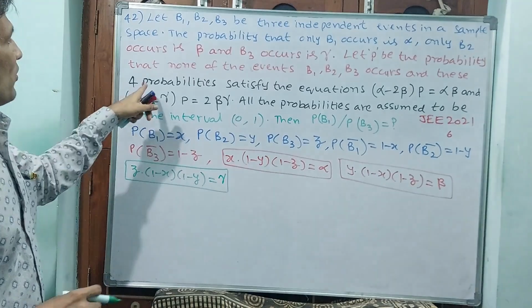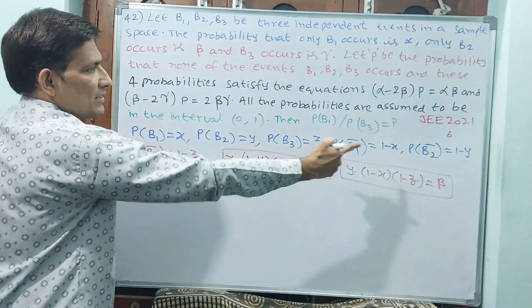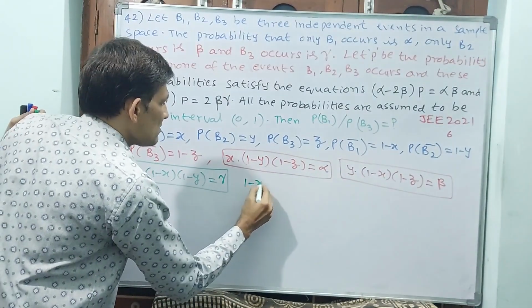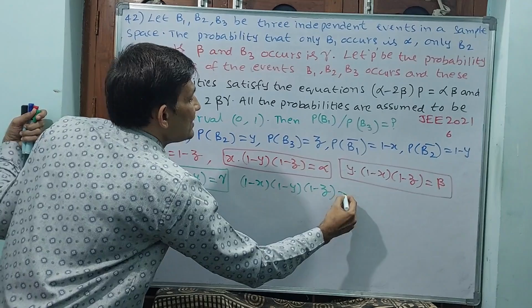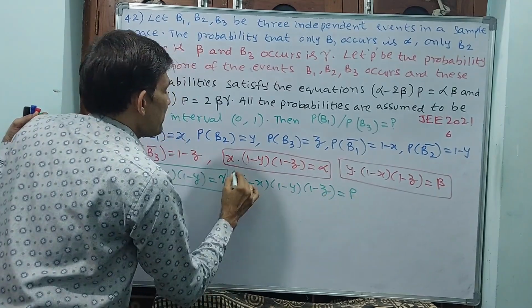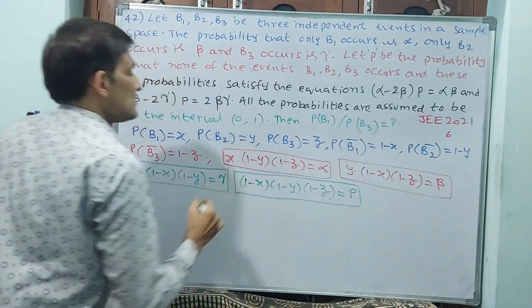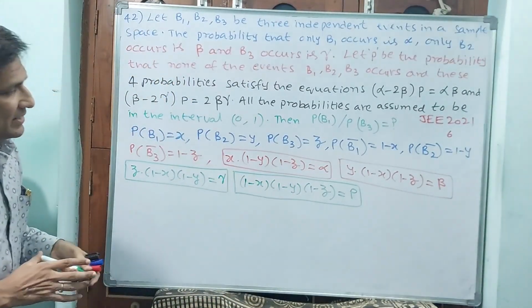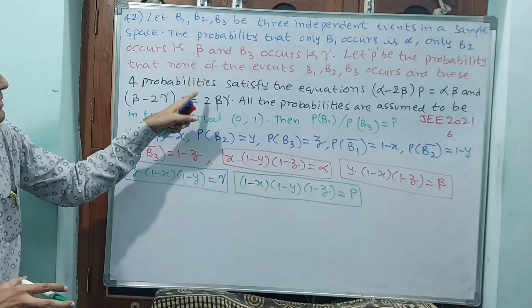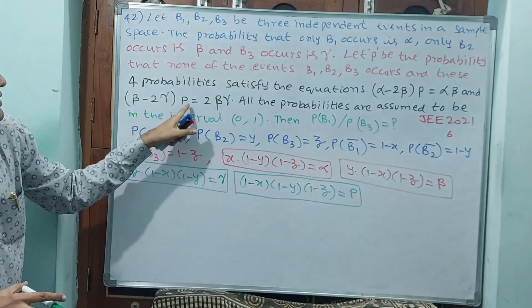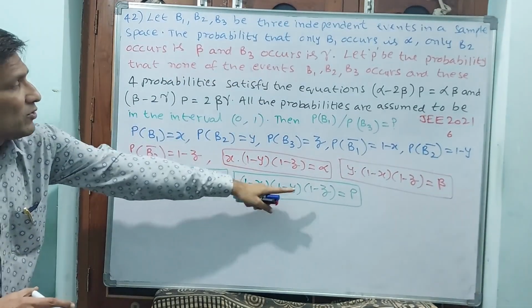One more is there, the fourth probability. What is this? All are not occurring. All are not occurring means 1 minus X, 1 minus Y, 1 minus Z. This is going to be called P. Understand? That is going to be called P, the fourth probability. None of B1, B2, B3 occurring.